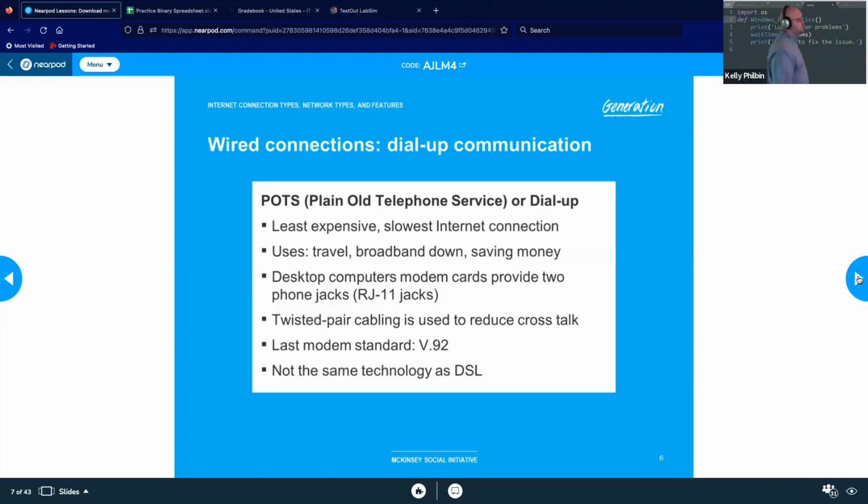Why would people use it? When you're traveling, it allows you to have it. Some people utilize it as a backup. Some people use it just because it's inexpensive, or a lack of options. If you're getting into extremely rural communities, this may be the only option you have, this and satellite. And again, there are trade-offs.